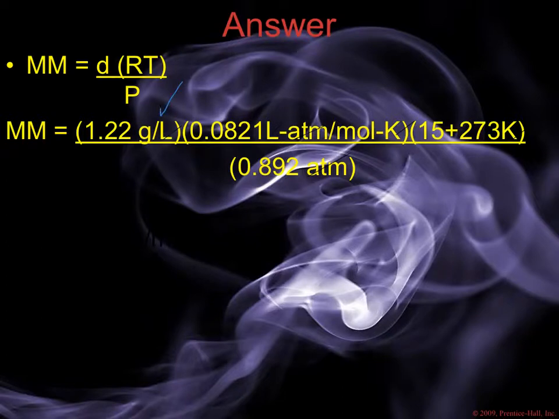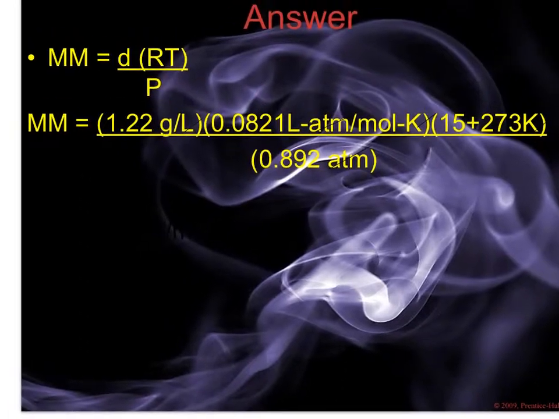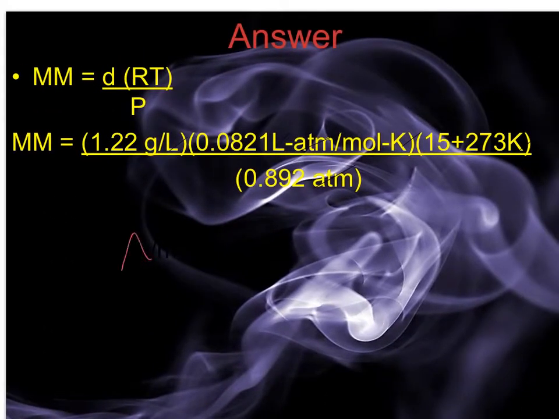They gave you the density. Here's our value. Make sure you convert temperature to Kelvin. And here's pressure. So if you plug all that into your calculator, you get that molar mass is 33.5 units for molar mass, or grams per mole.